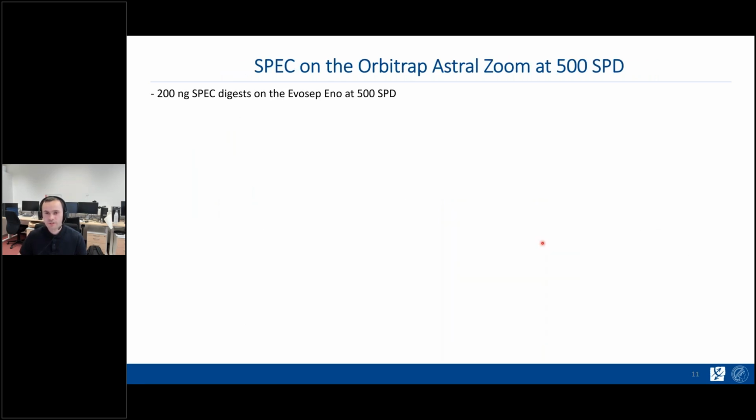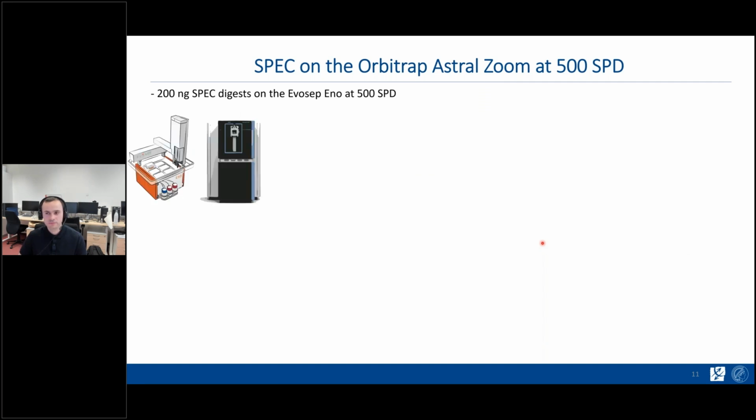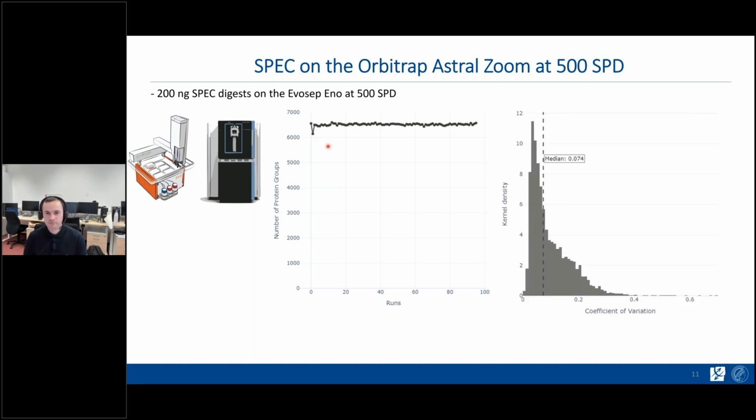And for this, we took an entire 96 well plate and digested K562 lysate on it. And as you can see, you get fairly consistent results. There's only one small dropout here, but for the others, you get almost always around 6,500 protein groups. And this is also reflected in very good median CVs for those protein groups of around 7.4%.